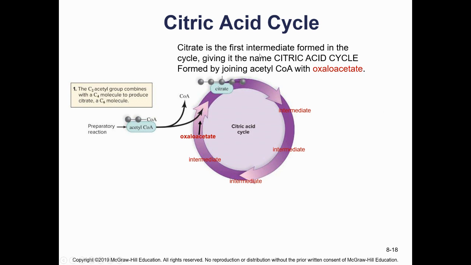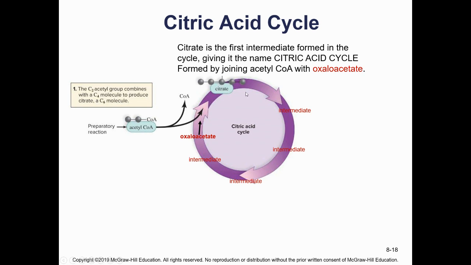So let's look at this cycle a little more closely. Its name comes from citric acid being formed as the first intermediate in the cycle. That's why I get the name citric acid cycle. Citrate, or citric acid, is formed when an acetyl-CoA, coming in from the prep reaction, jumps into the cycle here with the final intermediate product, oxaloacetate. When acetyl-CoA and oxaloacetate come together, they drop off that coenzyme A, and they form citrate.